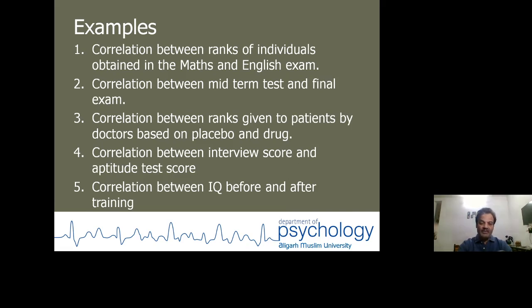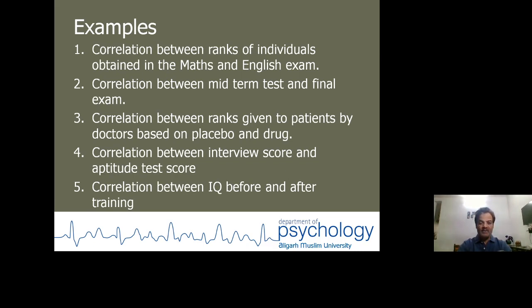Some of the applications I am trying to share with you. If you are interested to examine the correlation between ranks of individuals obtained in the maths and English exam, then you go for Spearman rank correlation. If you are willing to examine the correlation between midterm test and final exam, then Spearman rank correlation is the technique.